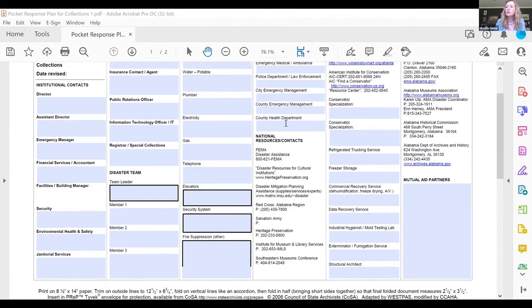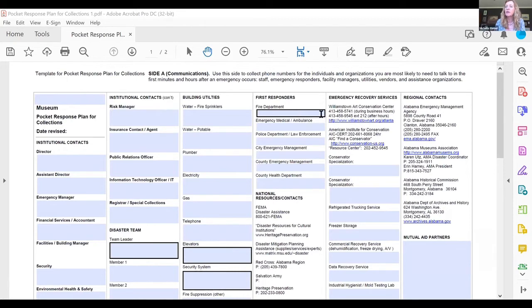And then your first responders, so these are obviously really important. What's the phone number for your local fire department? For your medical emergencies, your ambulances. And here, like I said, it might be good to put two. So your state one, which might be a municipal or a provincial one, but then also include Netcare or one of the other private ambulance services. The police department, the city emergency management.